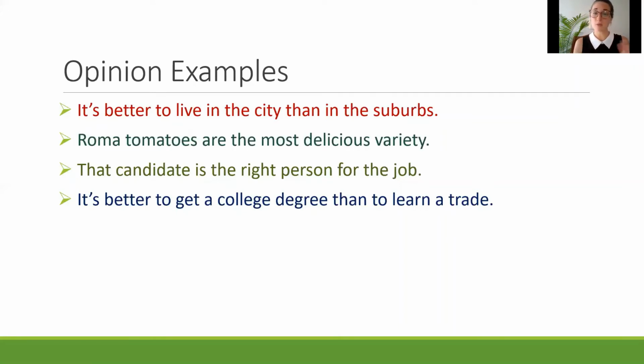And we could even reverse it, and some people would agree with that more. We could say it's better to live in the suburbs than the city. Now, a fact can't be reversed, but an opinion could.